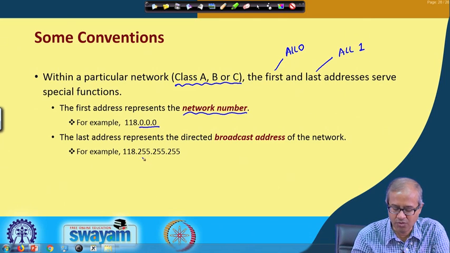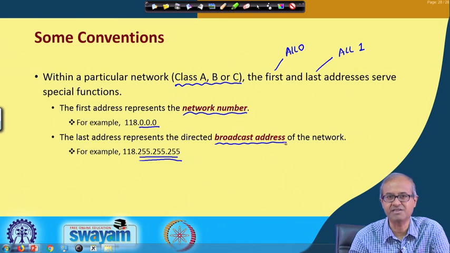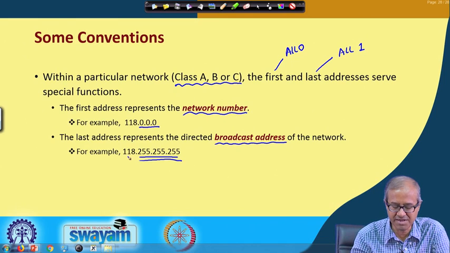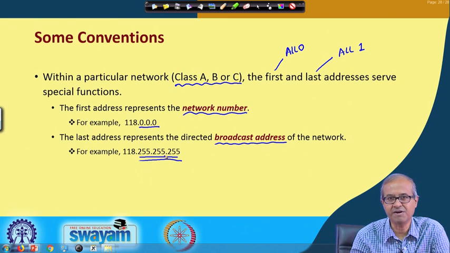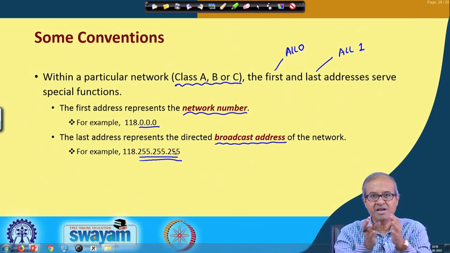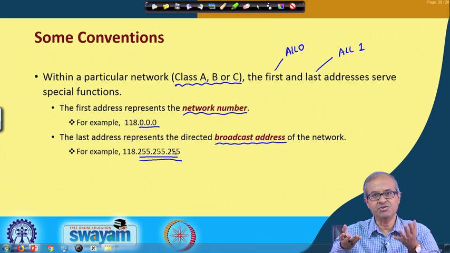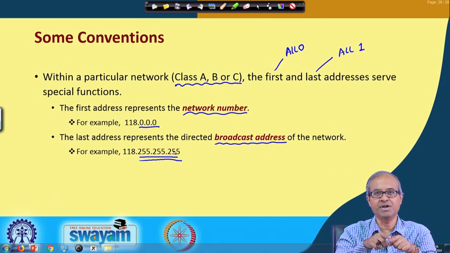And if you write all 1 like this, this refers to the broadcast address of the network. So, if you write an address as 118.255.255.255, the packet will be sent to the 118 network and it will be broadcast to all the computers inside that network. So, these two, all 0 and all 1, are used for special purposes. All 0 indicates the network, which is particularly used inside the routers to maintain the routing tables that we shall see later, and all 1 is used for broadcast.